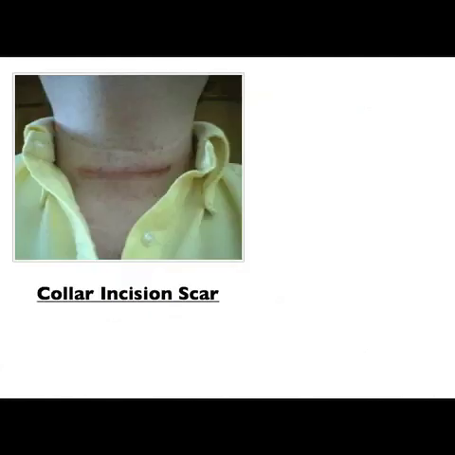So here is a nice example of a collar incision scar, one to look out for on inspection of your neck patient. But it's quite hard to see as often they put it in the neck folds of patients. So you've got to be looking for it specifically. This one's quite obvious because I think it's quite recent, as illustrated by the nice erythema.